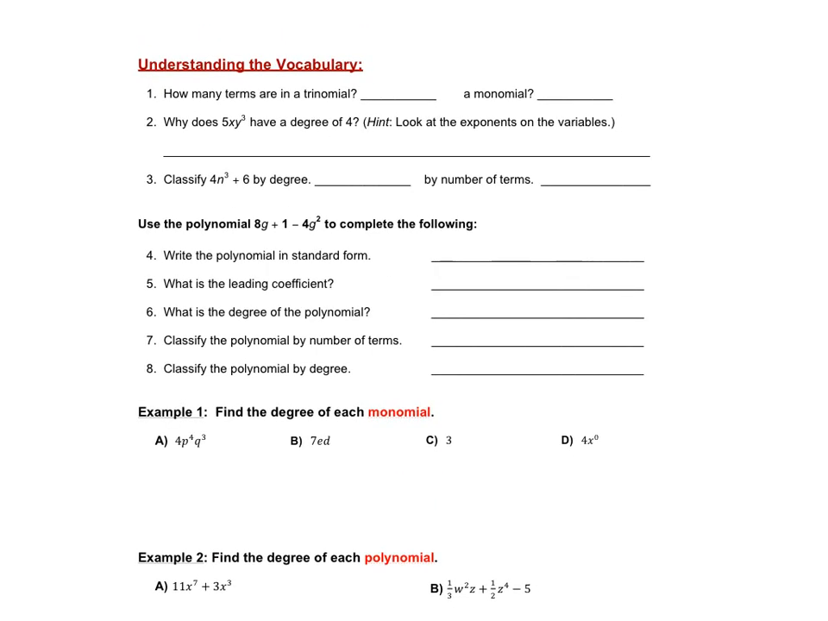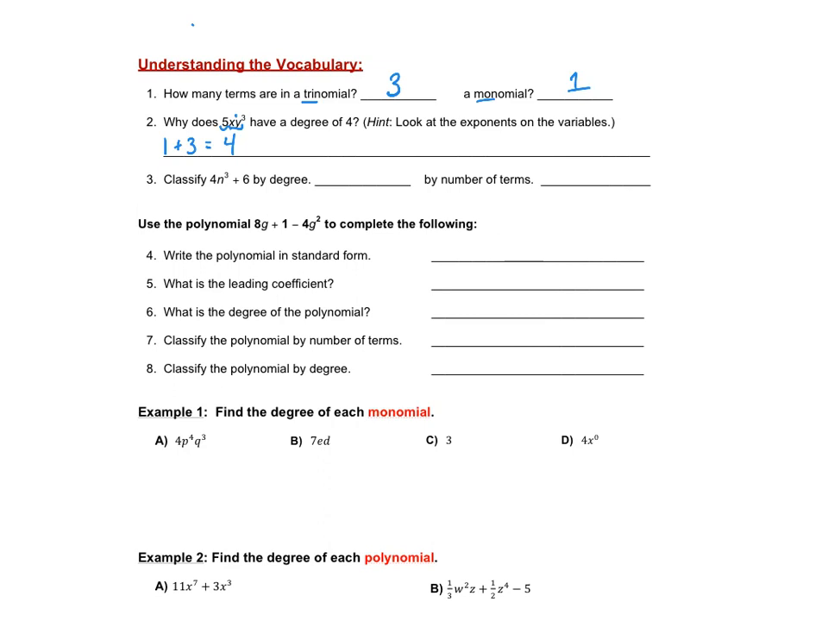So how many terms are in a trinomial? Trinomial, tri means 3. A monomial, mono means 1. Why does 5xy to the third have a degree of 4? Because the x is to the first power and the y is to the third, and for a monomial you take the sum of the exponents, so we get a degree of 4 from the 1 plus 3 on the exponents.